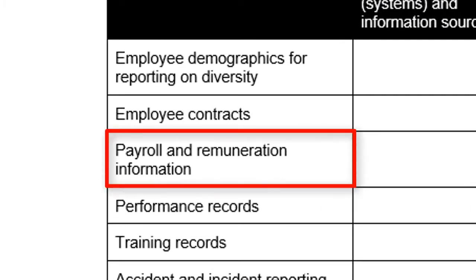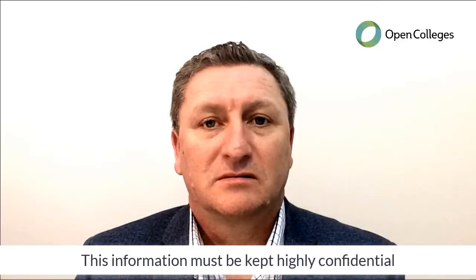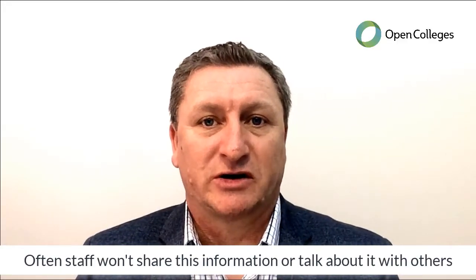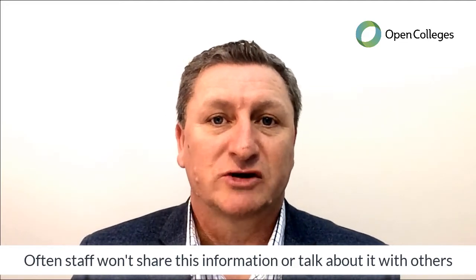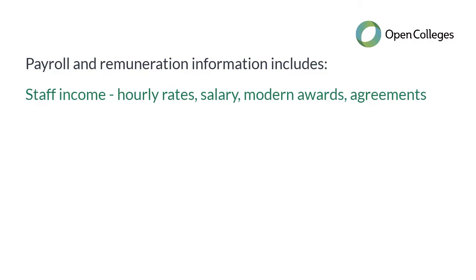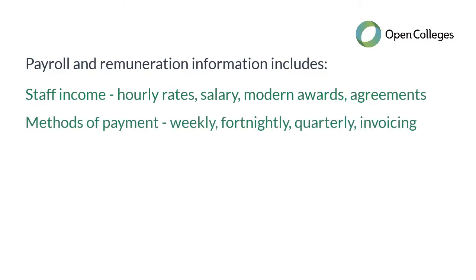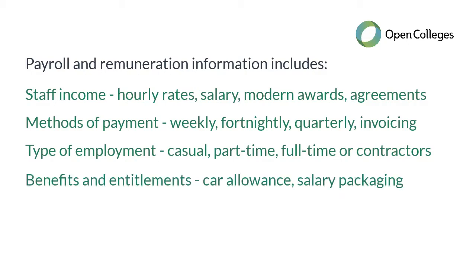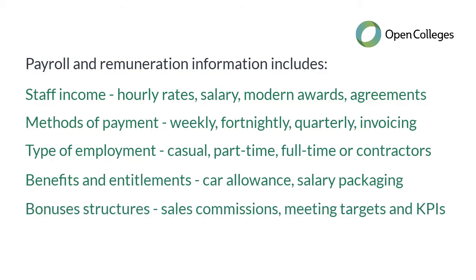Payroll and remuneration information. This needs to be kept highly confidential and private. People don't like sharing this kind of information and they generally won't talk about it. It's how much people are being paid, the way they're being paid, the type of employment like casual, part-time or full-time. It includes benefits and entitlements and any other bonus structures that staff might be on as well.